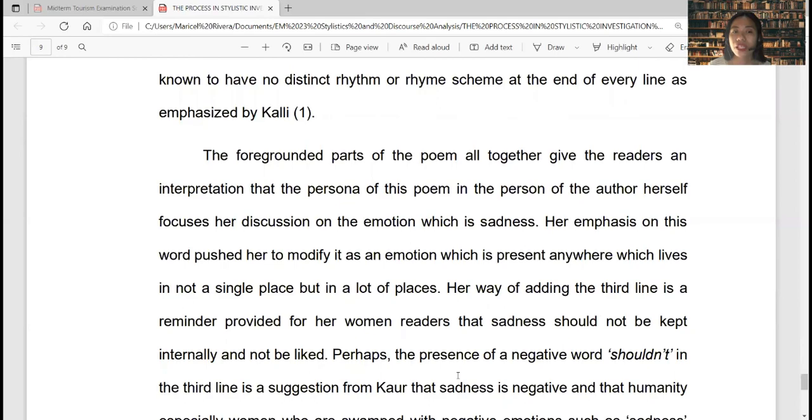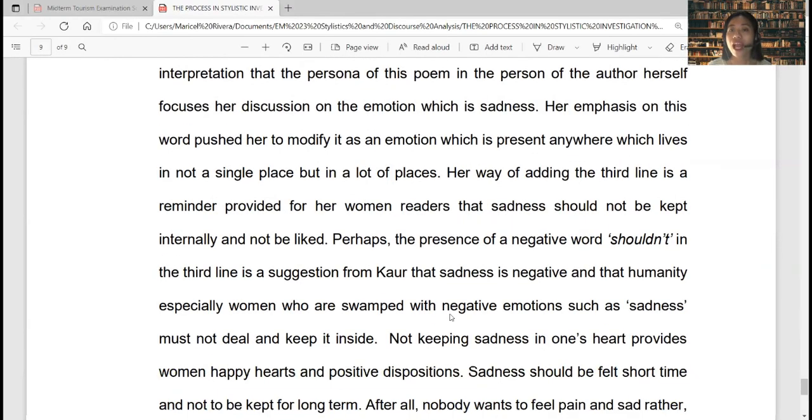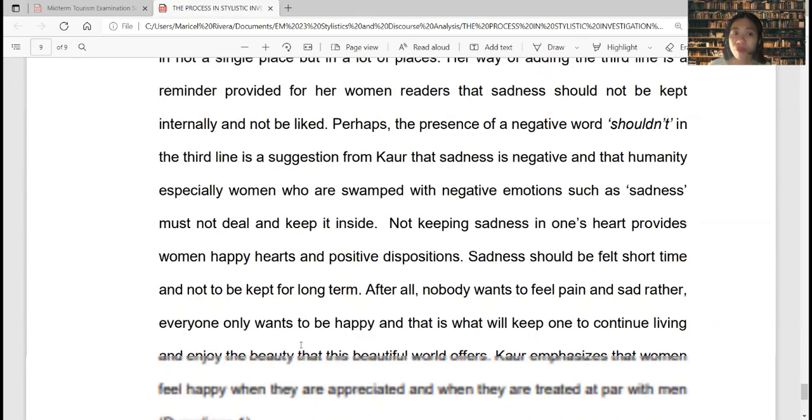Her way of adding the third line is a reminder provided for her women readers, okay, most of her readers are women, obviously, no, that sadness should not be kept internally and not be liked. Perhaps the presence of the negative word shouldn't in the third line is a suggestion from Kaur that sadness is negative and that humanity, especially women, who are swamped with negative emotions such as sadness, must not deal with it and keep it inside. Not keeping sadness in one's heart provides women happy hearts and positive dispositions. Sadness should be felt for a short time and not be kept for the long term.